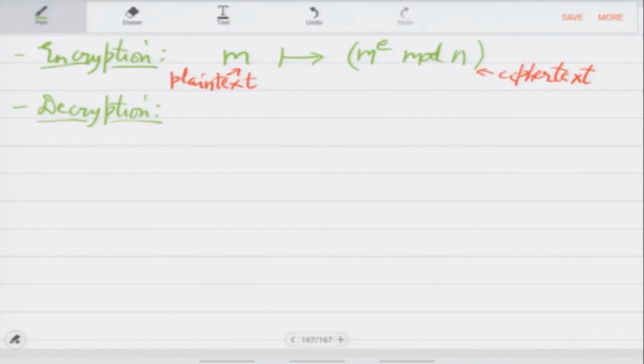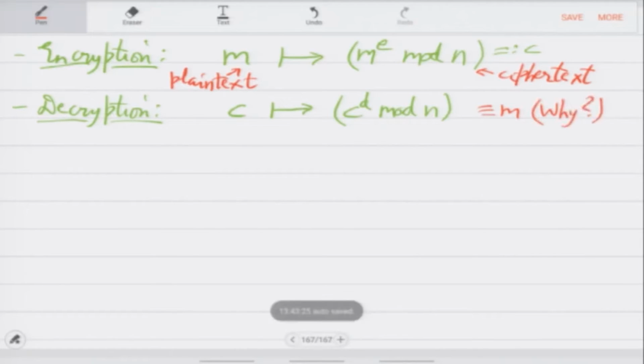Decryption is: on the ciphertext, the bank will apply C to the D. And magically this will be the message. Why? Why is this the original message is the question, right? So let's now prove that.